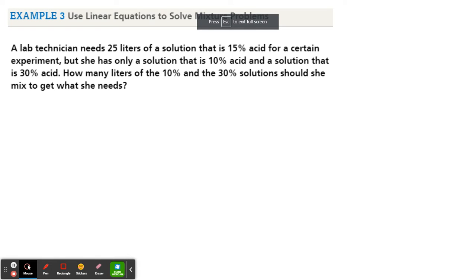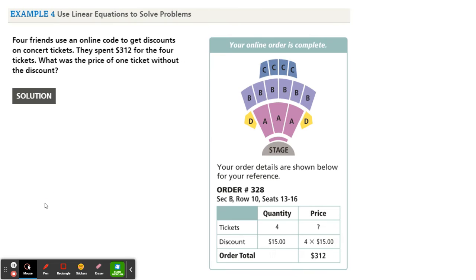All right, linear equations, lesson 1, 2, video number 2. All right, here's our first question. Use linear equations to solve problems. 4 friends use an online code to get discounts on concert tickets. They spent $312 for the 4 tickets. What was the price of one ticket without the discount?